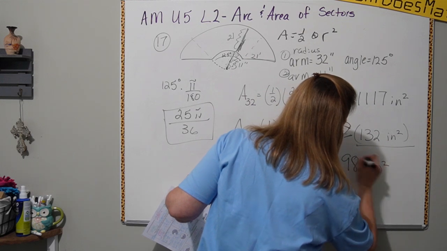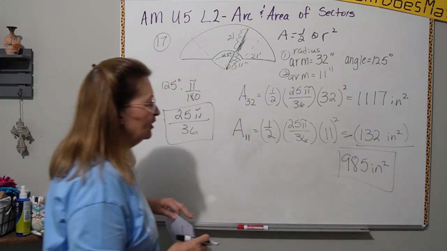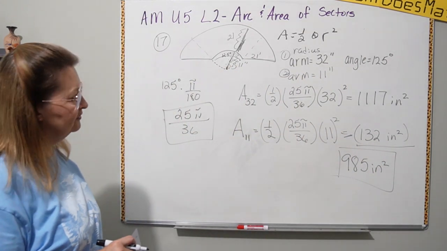So now we're going to subtract those two, and that will leave you with 985 inches squared. That is the actual area that just the blade covers. Okay, good job.